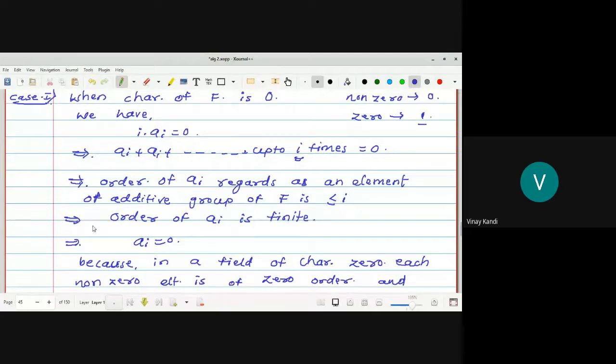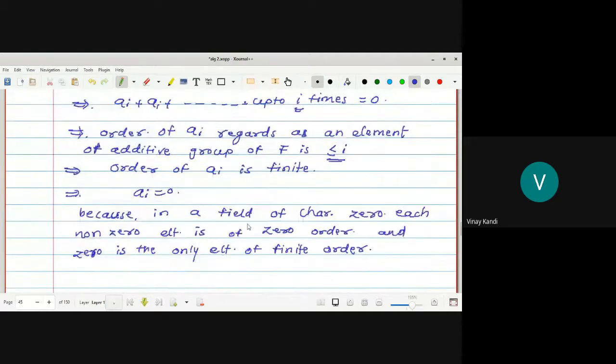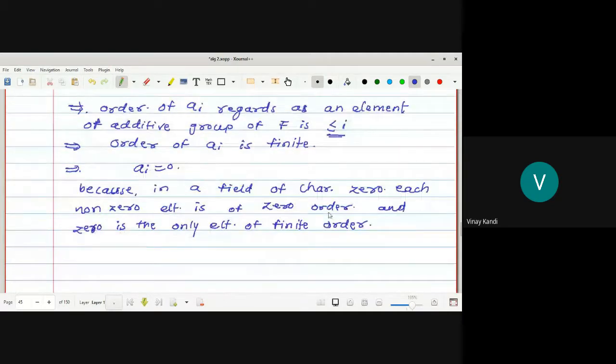So this implies the order of ai is finite. And finite order belongs to which element? The 0 element, and 0 is the only element of finite order. So ai itself must be 0, because in a field of characteristic 0, each non-zero element is of order 0, and the 0 element is the only element which has a finite order.